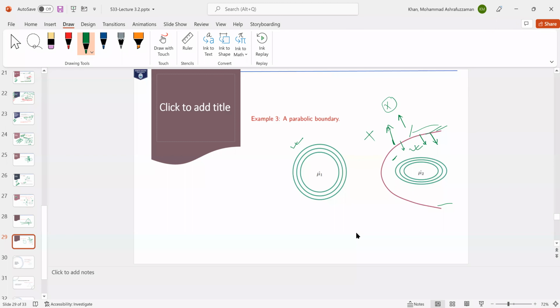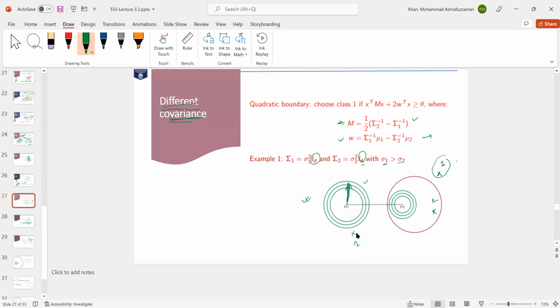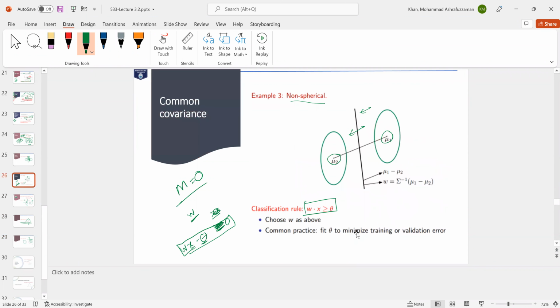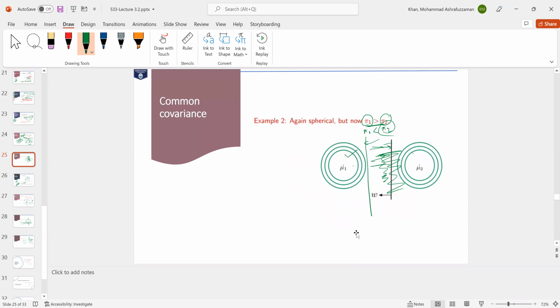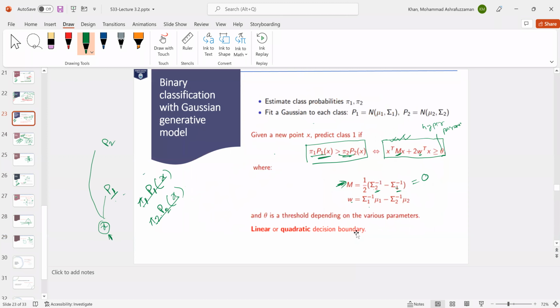Clear? If something was not clear, you can ask questions. Okay, I'm going through the slide again. I'll not talk, just going slowly. I'll start from here.